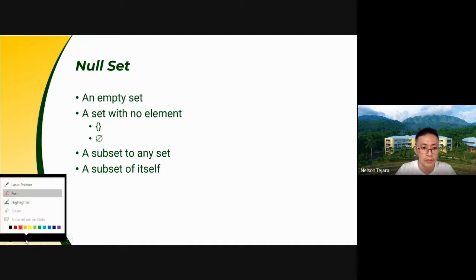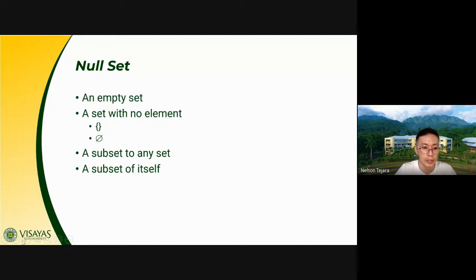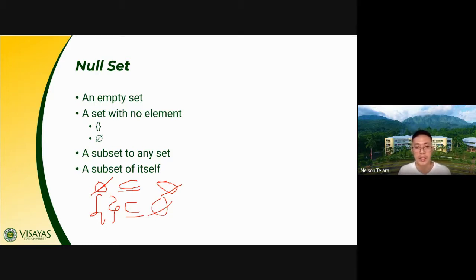To illustrate this statement, wherein a null set is a subset of itself, we'll say here that the null set is a subset of itself. Or you can have this one: an empty set, a null set, is a subset of a null set. So that's one important thing that we have to know: a null set is always a subset of any set. At the same time, a null or empty set is always a subset of itself.